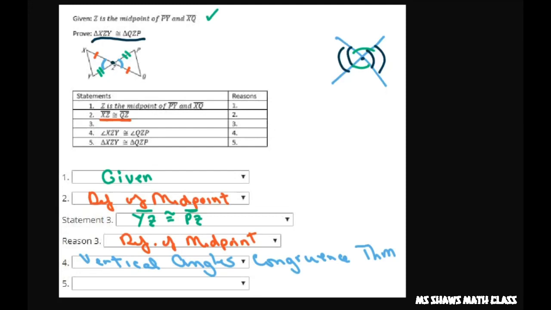And finally, we have the triangles are congruent. And if you look at it, it's because we have side, angle, side. And we're looking at it in order. We have side, angle, side. So that's your side, angle, side congruence postulate.